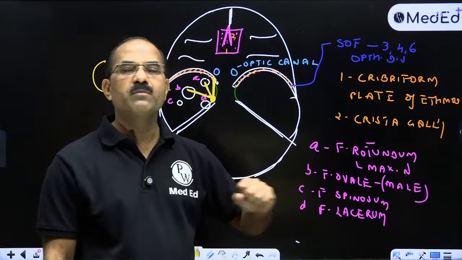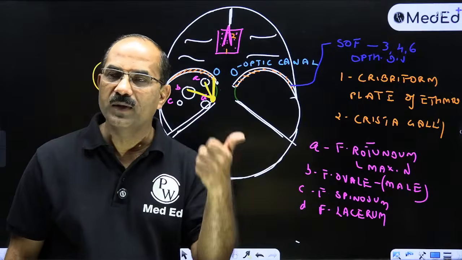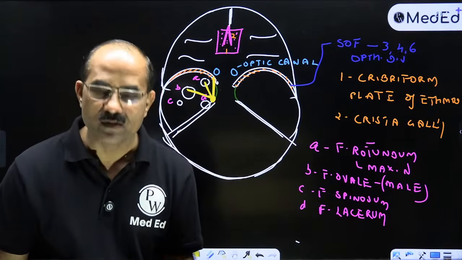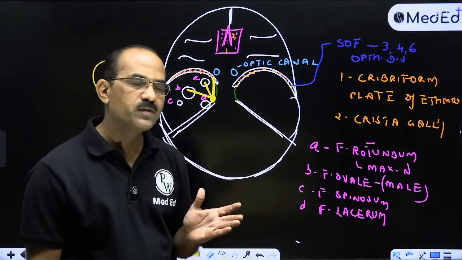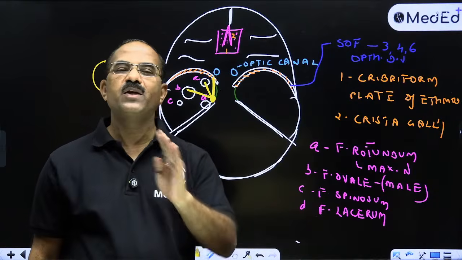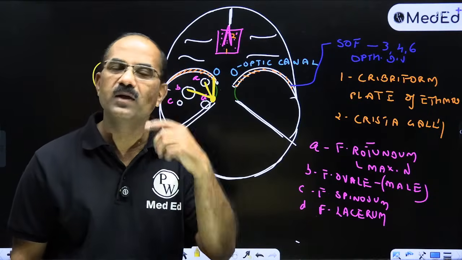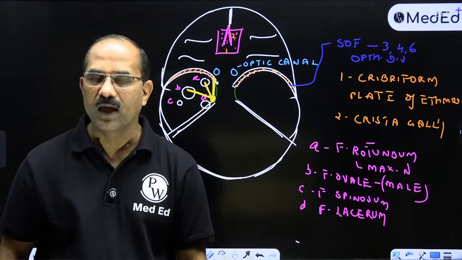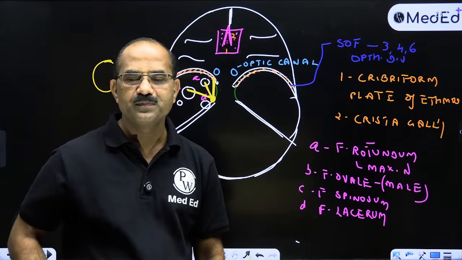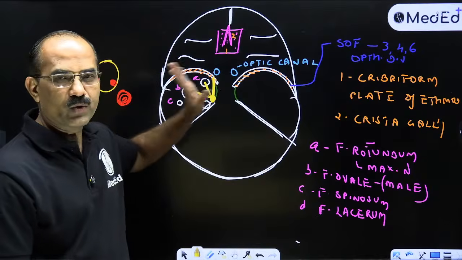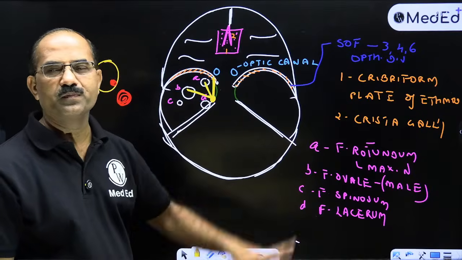What passes through foramen spinosum? Middle meningeal artery and nervus spinosus. And foramen lacerum से कौन आता है? Internal carotid artery. Perfect है. ये foramens you should know. हाँ, ये foramens you have to know.